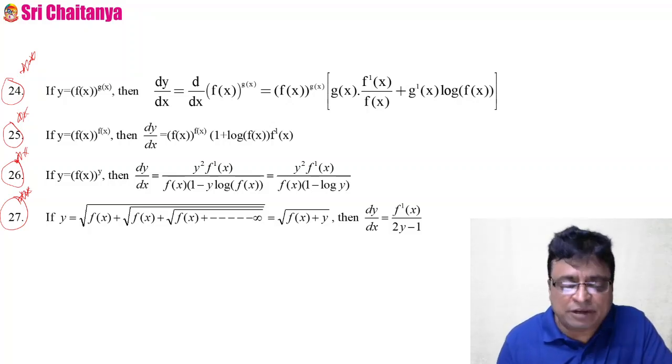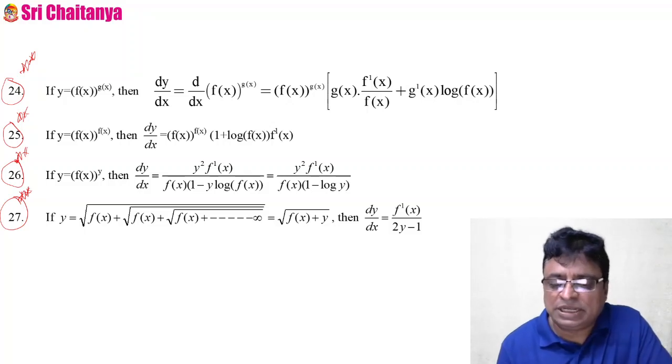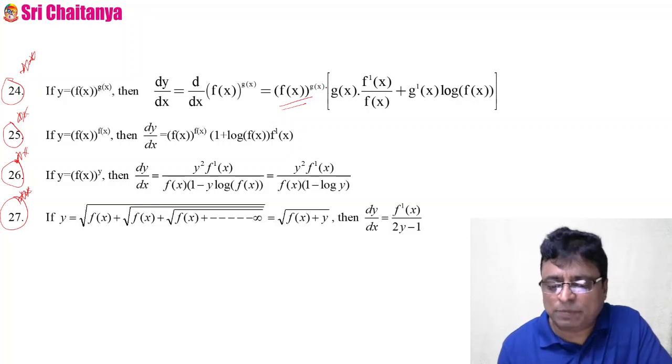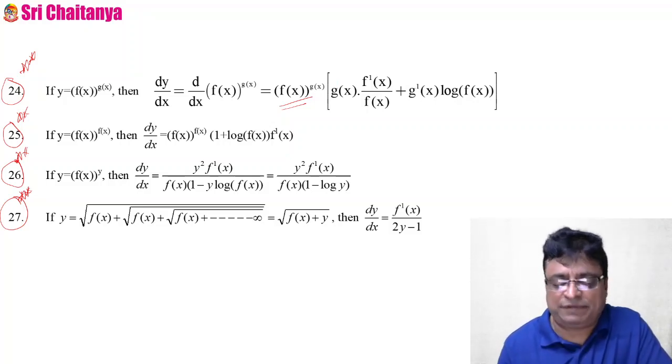24th formula. If y equal to f of x whole power g of x, then dy by dx equal to f of x whole power g of x into g of x into f dash x by f of x plus g dash x into log f of x. Once again, d by dx of f of x whole power g of x equal to f of x whole power g of x into g of x into f dash x by f of x plus g dash x into log f of x.